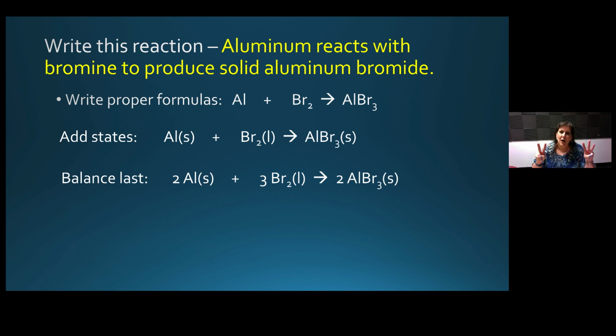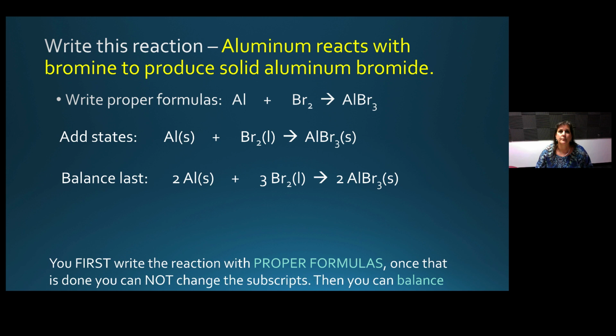Okay, we had that 2-3 combo, so we have to make it to the common denominator of 6. So on the product side, we need to put a 2 in front of AlBr3. That gives us 2 aluminum bromides, 2 aluminums, and then 2 times 3 is 6 Brs. So on the reactant side, we need 2 in front of aluminum, so there's 2 aluminums on both sides. And then because there's 6 Brs on the product side, we need to put a 3 in front of bromine on the reactant side. So 3 times 2 is 6. 6 bromines. Awesome.